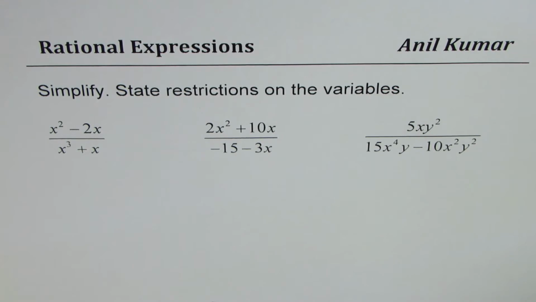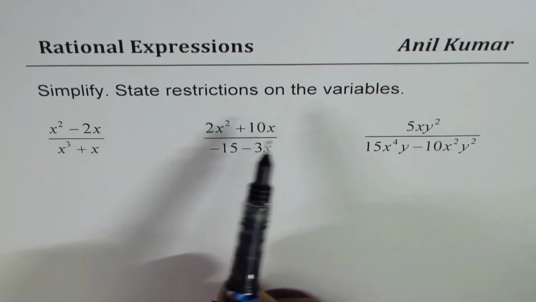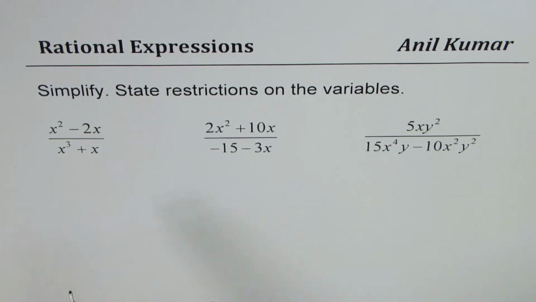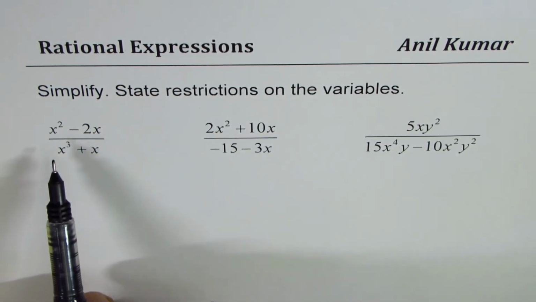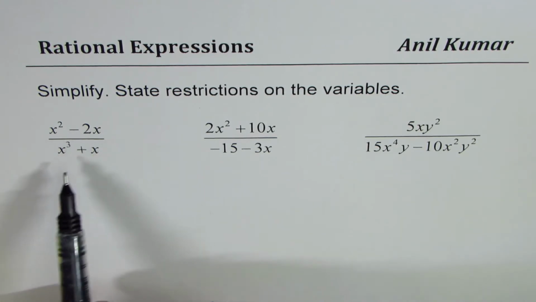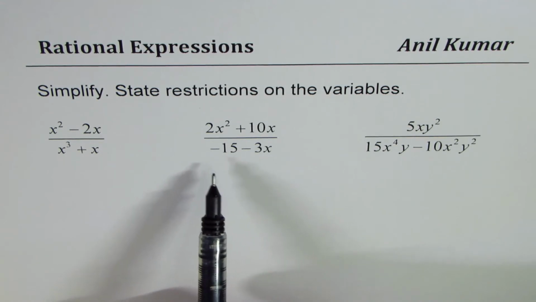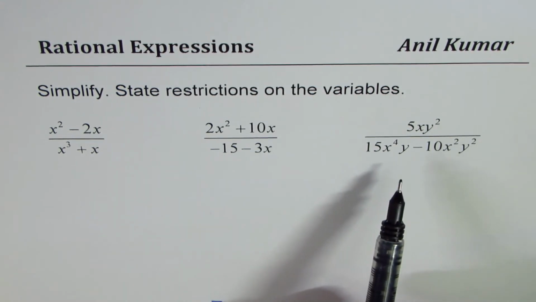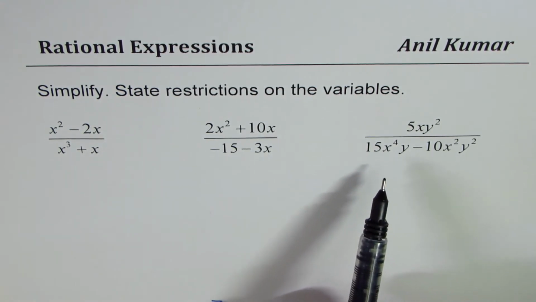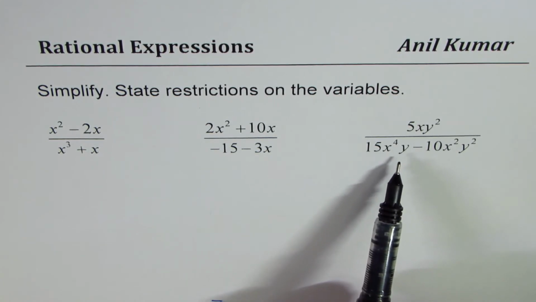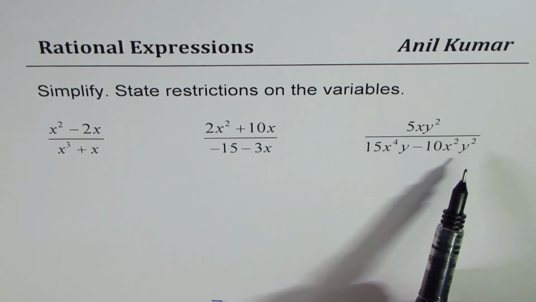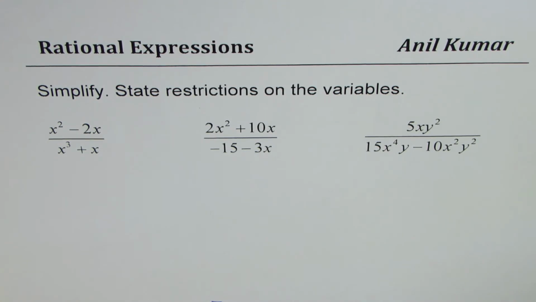Now we are almost at the end. We have 3 more examples to go. We'll simplify and state restrictions for each one of these rational expressions. The first one here is x square minus 2x divided by x cubed plus x, 2x square plus 10x divided by minus 15 minus 3x, 5x y square divided by 15x to the power of 4 y minus 10x square y square. I'll request you to pause the video, solve this one yourself, and then look for my suggestions.